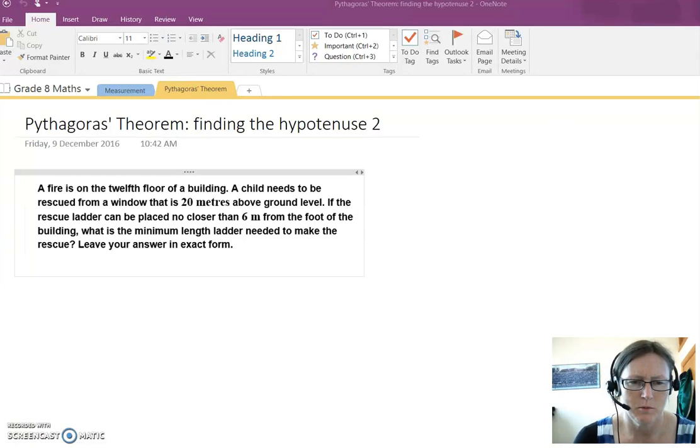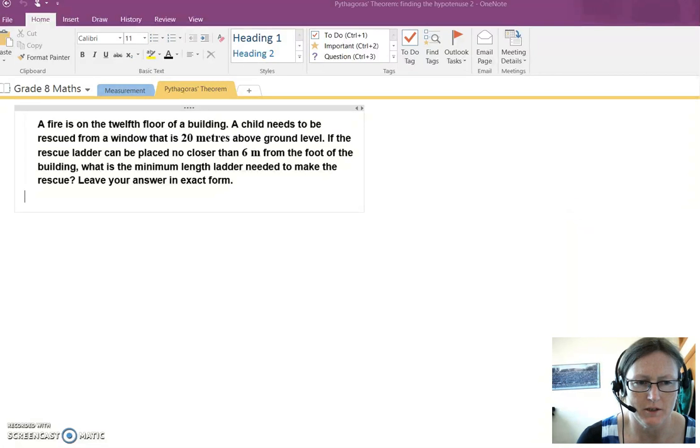Okay, this next example of Pythagoras' theorem, we don't actually have the triangle drawn, so it makes that a little bit harder than we actually have to draw the picture. A fire is on the 12th floor of a building. A child needs to be rescued from a window that's 20 metres above the ground.